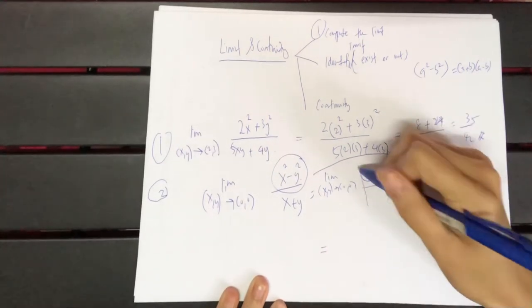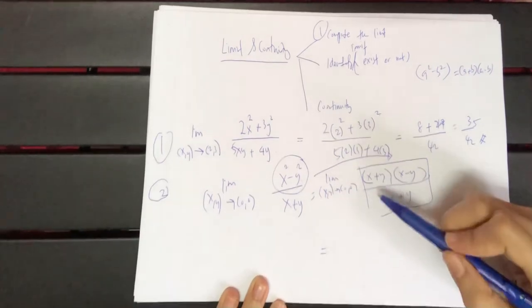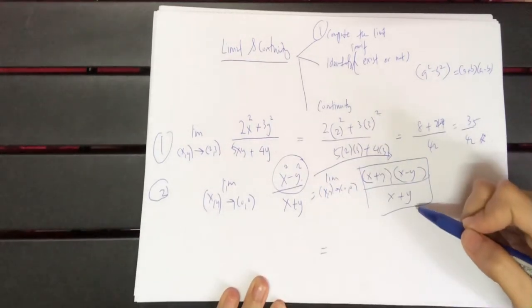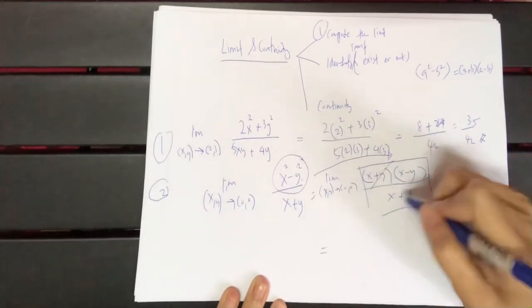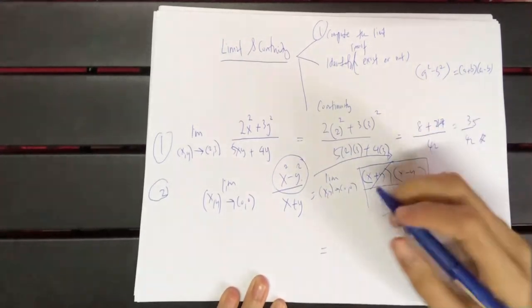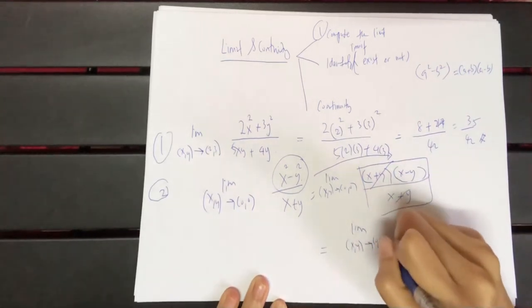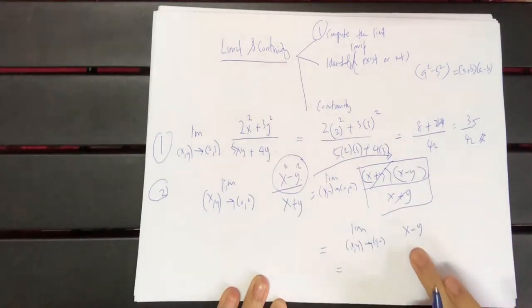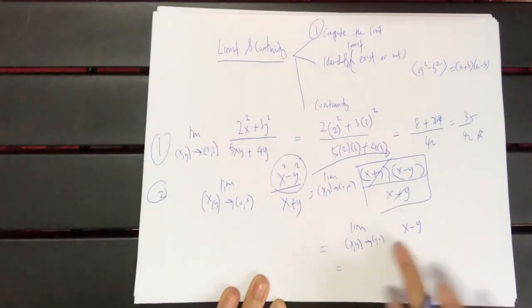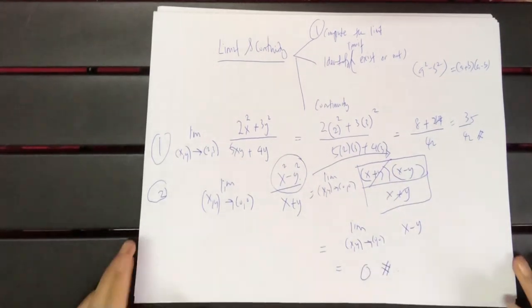You can see that for the function itself, for the numerator, they have x plus y, and for the denominator also they have x plus y. What can we do? It's equal, right? So that means you can cancel, right? So we are just left with the limit as (x, y) goes to (0, 0) of x minus y. So we just left with x minus y here. And then you just substitute (0, 0) and we get 0. Okay, so that's 0.